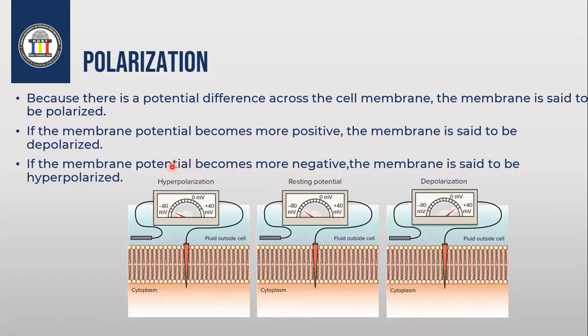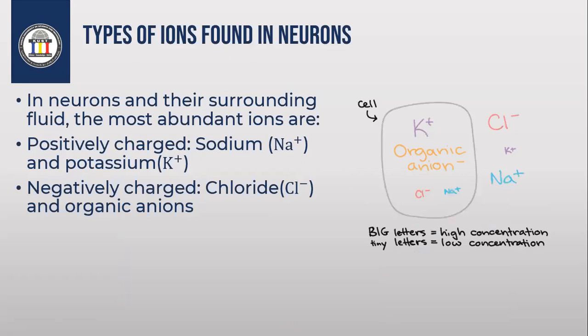We have another condition, we name it hyperpolarization. When inside the cell membrane it will be more negative than the normal. So this is negative, which is the normal one. When it's more negative than the normal, we name it a hyperpolarization state.